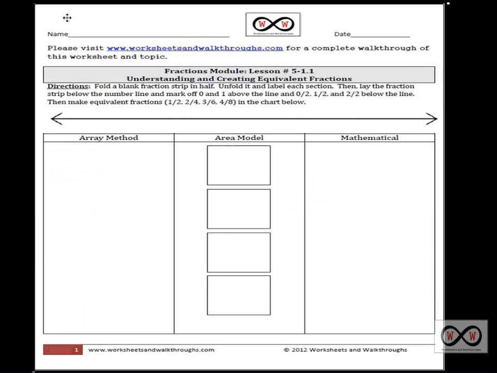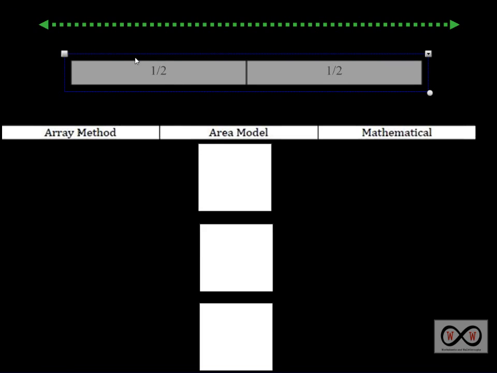However, we have some directions for this lesson. Fold a blank fraction strip in half, unfold it and label each section. Then lay the fraction strip below the number line and mark off 0 and 1 above the line, and 0 halves, 1/2, and 2 halves below the line. Then make equivalent fractions 1/2, 2/4, 3/6, 4/8 in the chart below. And again, we'll be using the array method, the area model, and we'll handle those mathematically as well. Let's take a look at the first step.